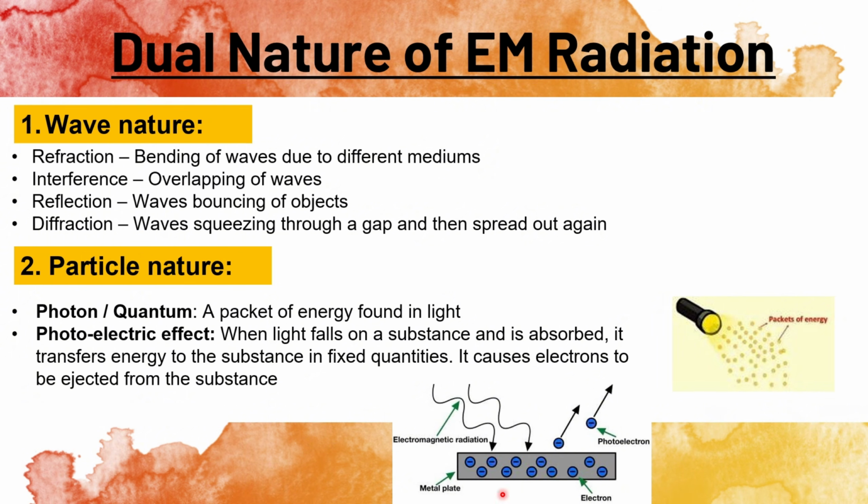So in simple terms, the photoelectric effect means when light falls onto a substance, we know light carries packets of energy, meaning photons. So these photons are going to be carried over to the substance or absorbed, and then these electrons now gain enough energy, and therefore they are ejected from the substance, and now we call them photoelectrons.